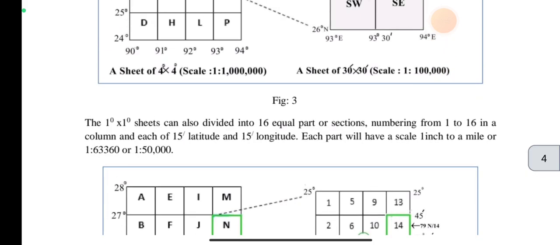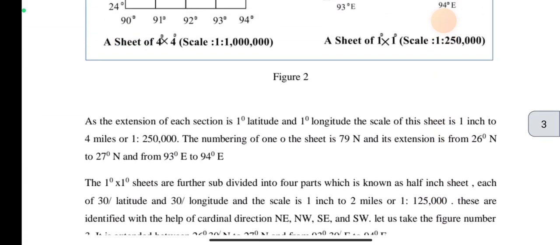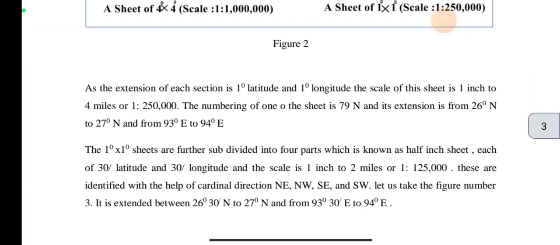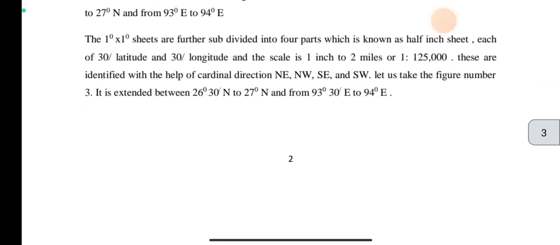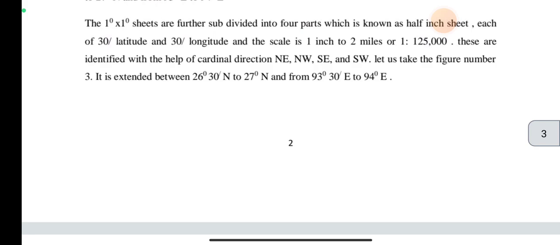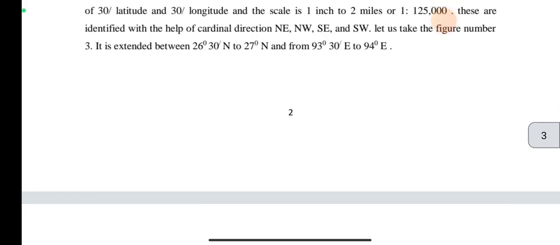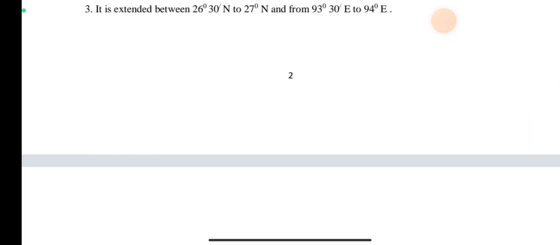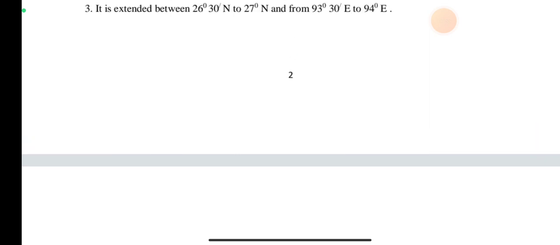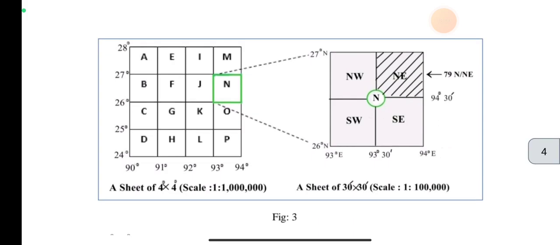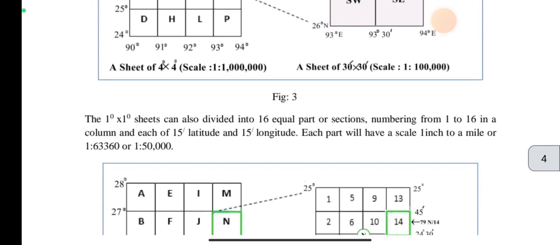Now the 1 degree, so let's read so that I can get more understanding. Okay, let's check it. So these are identified with cardinal direction. These are called cardinal direction. Let us take figure number 3. It extends between 26 and 30 degree north to 27 degree north, and from 93 degree and 30 minutes east to 94 degrees. This is talking about this figure.